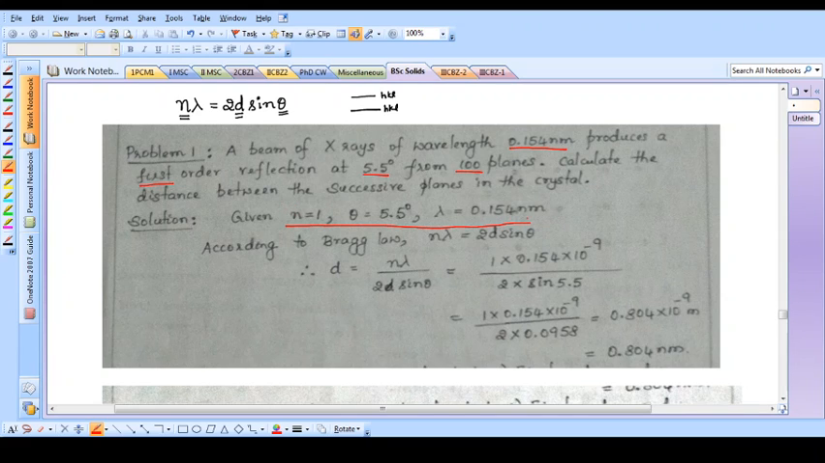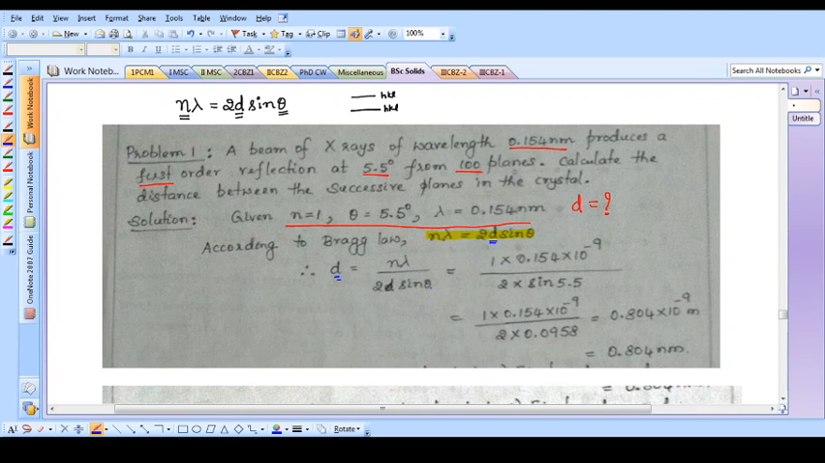Lambda is equal to 0.154 nanometer. Our aim is to find out distance d. To find out d, we have to use Bragg's law, which is n λ = 2 d sin θ. What we are supposed to find here? We are supposed to find d. So let us rearrange the equation: d is equal to n into lambda divided by 2 into sin θ.